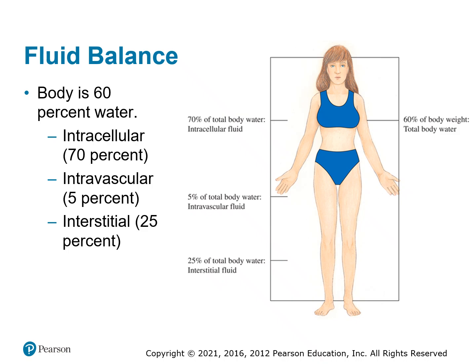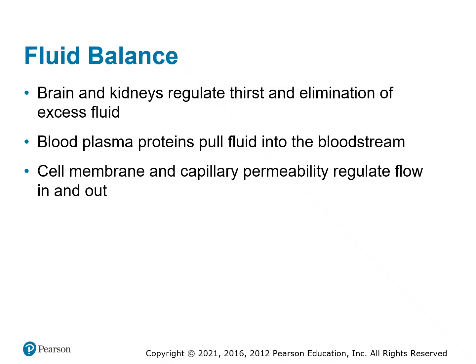Intravascular is what's actually in our blood vessels floating around. There's only about 5% there. And we actually have about 25% that is in the tissues themselves, not in the cells, not in the vessels, but kind of in our other tissues to keep them moist. So the brain and kidneys regulate that. Brain and kidneys regulate thirst and also the elimination of excess fluid. And our blood plasma proteins, when fluid is low, will pull fluid into the bloodstream from our tissues.